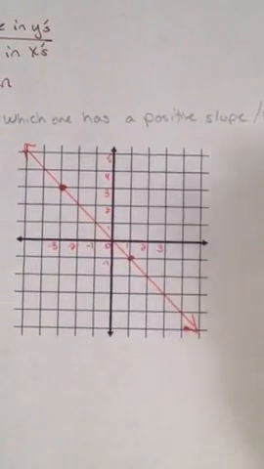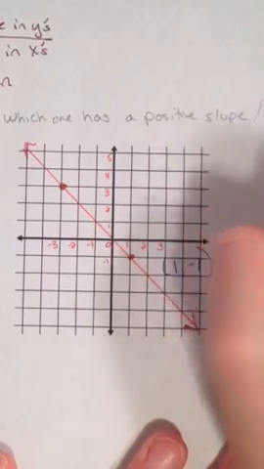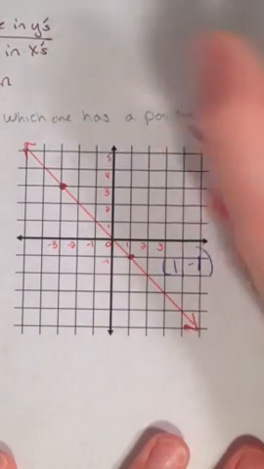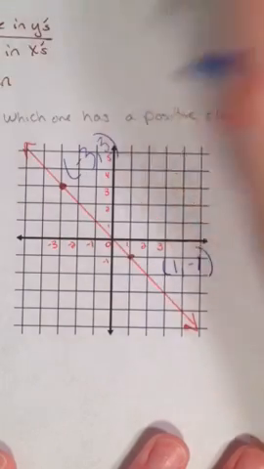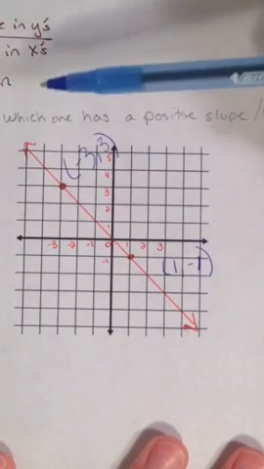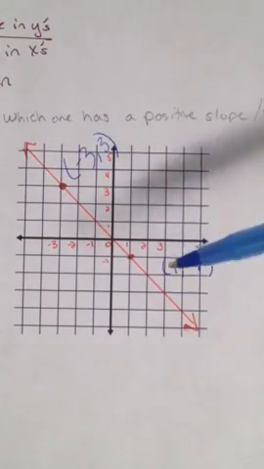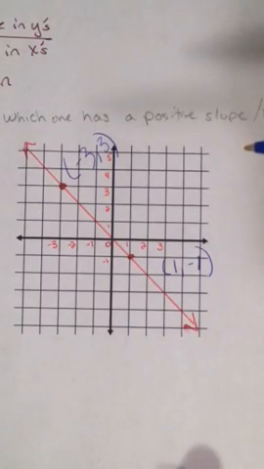So again, I'll give you a second to plot these points. This one is (1, -1). You just can't see that. And this one is (-3, 3). Right? So plot those 2 points, (1, -1) and (-3, 3), and then draw a line between them. Pause if you need to. I'm going to keep going.